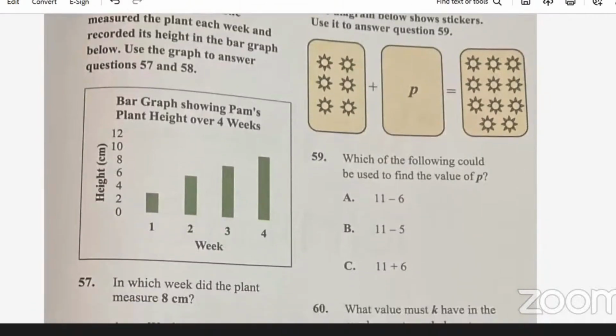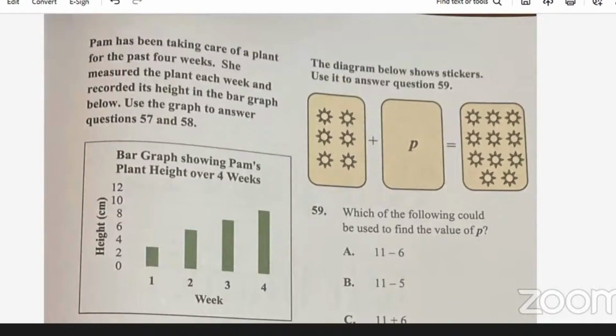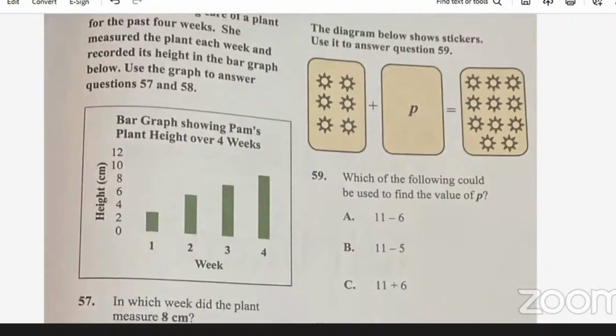All right, let's get to question 57. Almost at the end of the paper, guys. Pam has been taking care of a plant for the past 4 weeks. She measured the plant each week and recorded its height in the bar graph below. Use the graph to answer questions 57 and 58. All right, so we see the height in centimeters. The bar graph shows Pam's plant height over 4 weeks. So this is the first week, second week, third week, fourth week. All right, and the measurements.